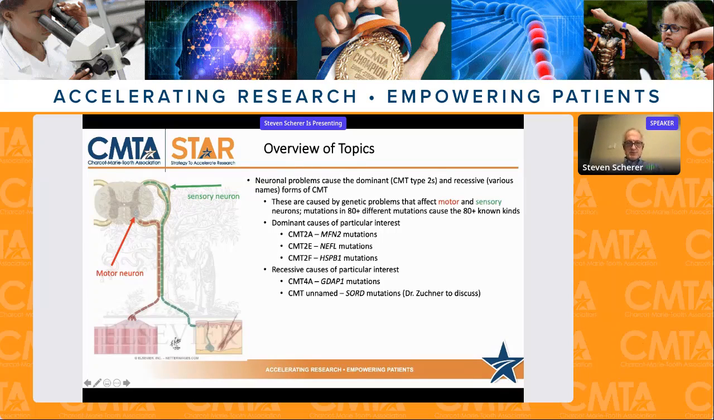We'll mention but not elaborate on the fact that we have one particularly common recessive form of CMT called CMT4A. It's caused by recessive mutations in GDAP1. And there's another form of CMT that you can hear about from Dr. Stefan Zuchner in a different session, which is caused by recessive mutations in a gene called SORD. So these are recessive mutations, and I'm not really going to emphasize much about them today, except that theoretically they are treatable in quite the same way that I'm going to talk about for the commoner types of CMT type 2 listed above.